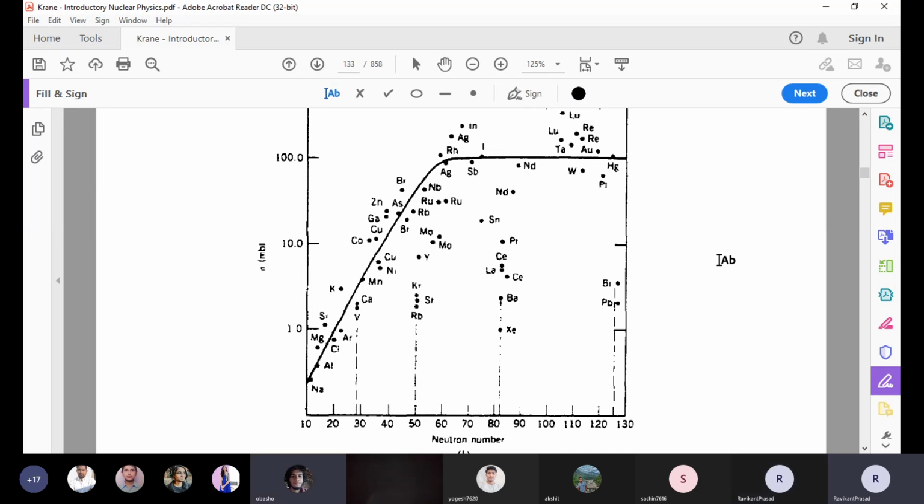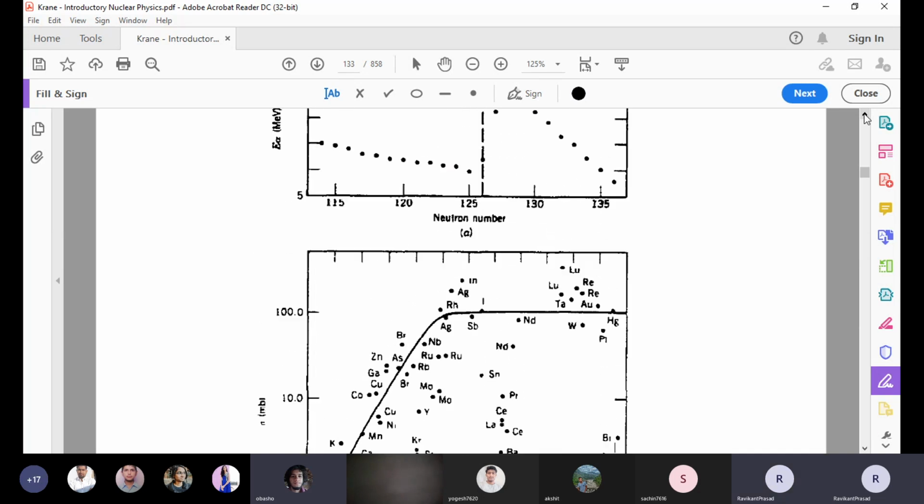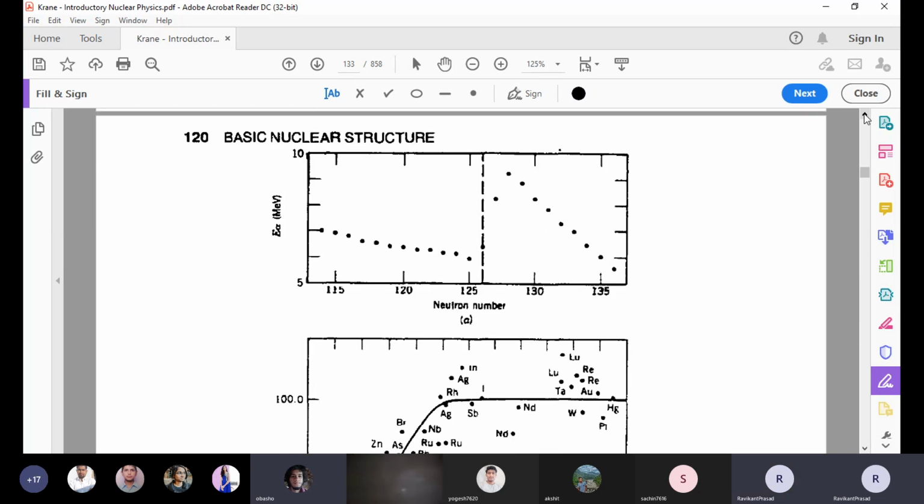Yes, sir. I understood that. But my question is, in the graph we just saw, the alpha particle energy graph, it is showing a gradual decrease after the magic number. Yes. But why does that happen? Why is the gradual decrease there?